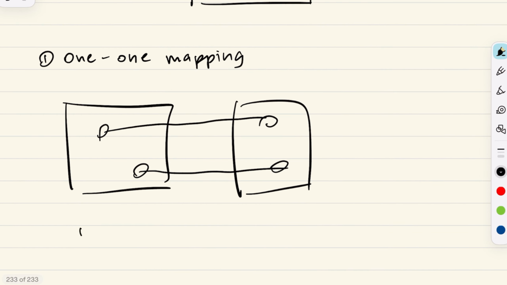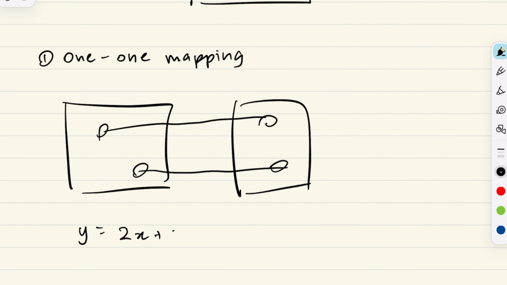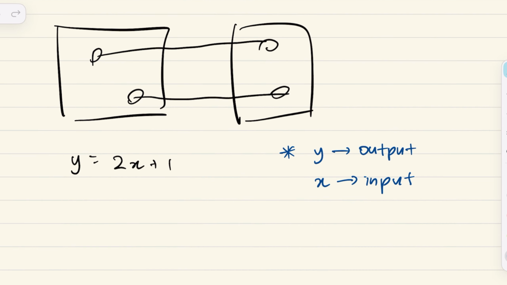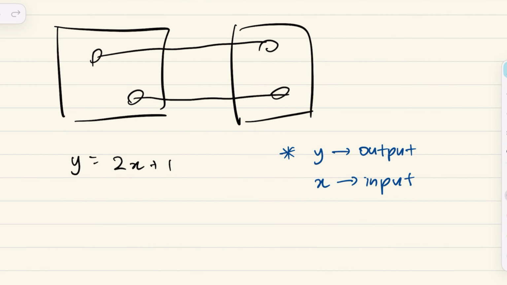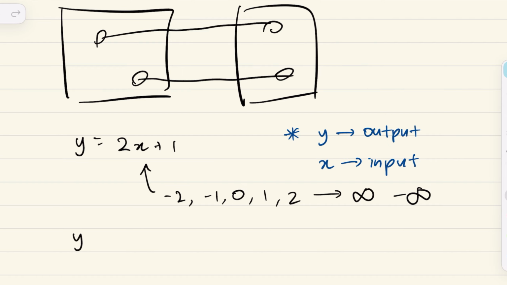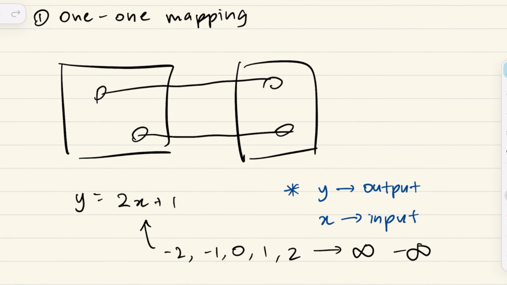For example, y equals 2x plus 1, where y is the output and x is the input. It's important to remember that. For every single value of x, whether it's -2, -1, 0, 1, 2, all the way up until infinity or even negative infinity, you'll only get one value of y. For example, when the input is -2, 2 times -2 plus 1 gives us -4 plus 1, which gives us -3. So that's for one-to-one mappings.